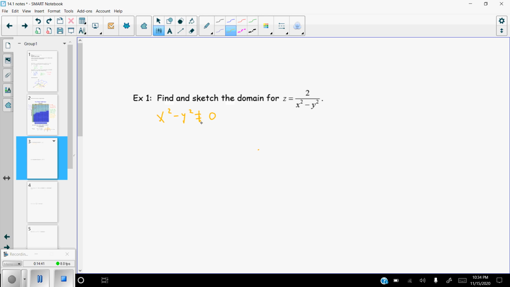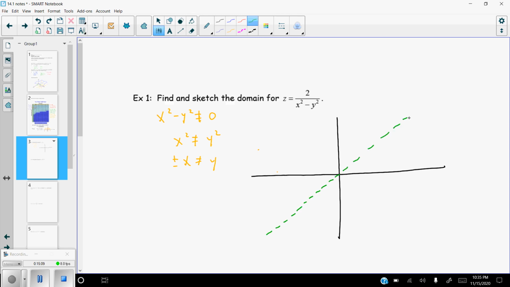So how are we going to figure that out? Well, let's add y squared to both sides. So we know that x squared can't equal y squared. And then if we take the square root of both sides, remember that you get a plus or minus on one side. So y can't equal plus or minus x. So if we look at the domain of that graphically, y equals positive x is that line, y equals negative x.